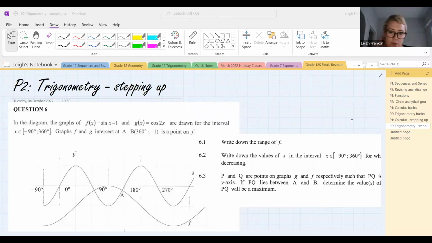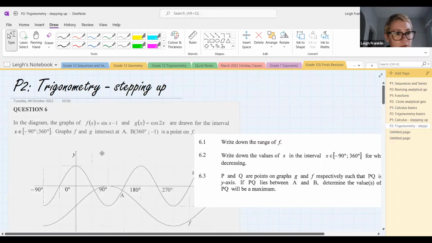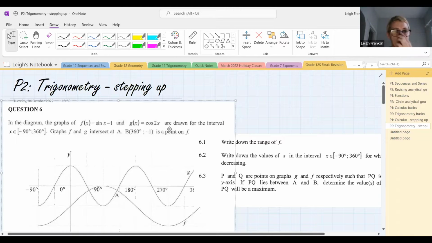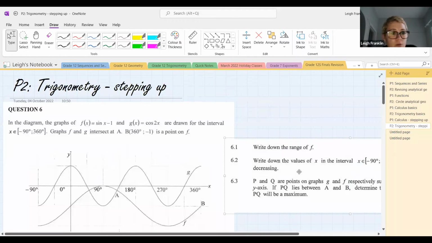All right, so as I was saying before the power went off, in the diagram we've got the graphs of f of x equals sine x minus 1 and g of x equals cos 2x that are drawn from the interval from minus 90 to 360. The graphs f and g intersect at A. They also intersect in another place as well, but they don't talk about that though. And they've told us that the point B, which is down here, has coordinates 360 and minus 1.